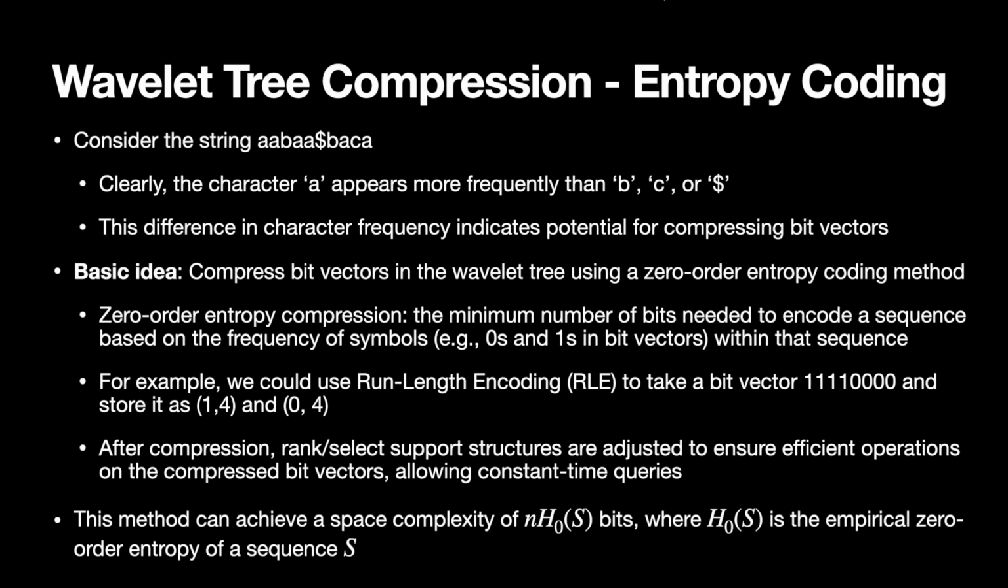After compression, I think we'd have to adjust the rank and select support structures a bit to ensure efficient operations across these compressed bit vectors, but we could still allow for constant time queries. And with this method, we can achieve a space complexity of n h sub 0 of S bits, where h sub 0 of S is a function computing the empirical zero order entropy of a sequence S.